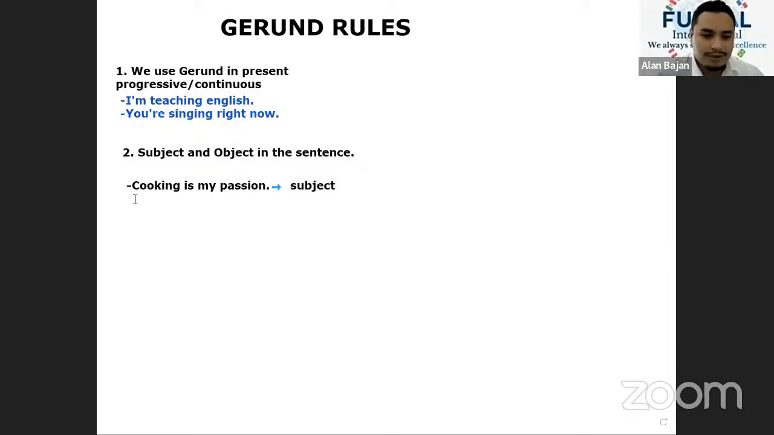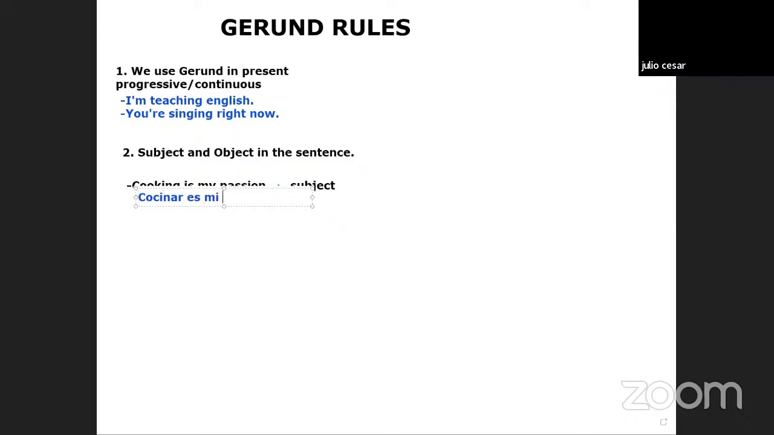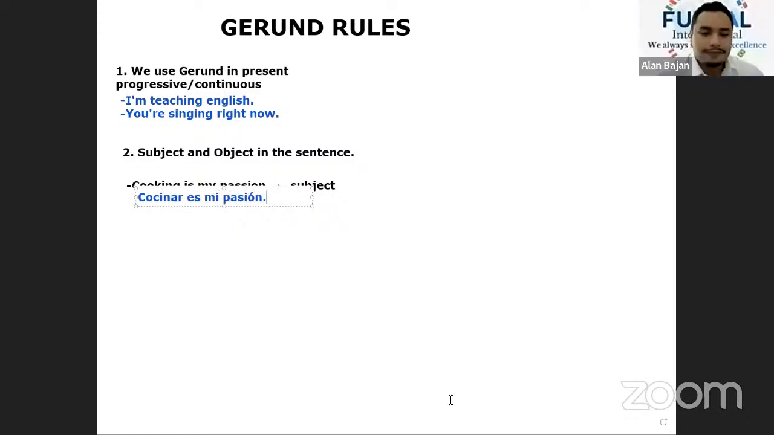Cooking is my passion. What I'm saying here in Spanish is cocinar es what? Es mi pasión. Exacto. Very good. Ahí no hay sujeto, ¿verdad? Está implícito. The subject is cooking. El verbo es el sujeto. And when the verb is the subject, I use gerund.